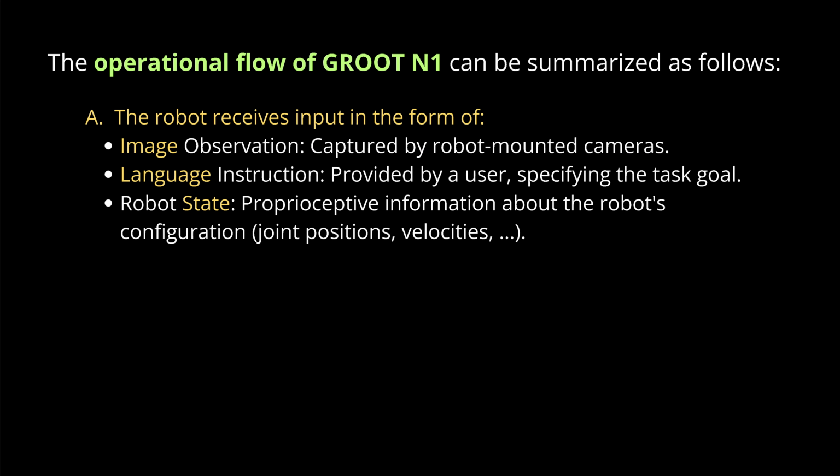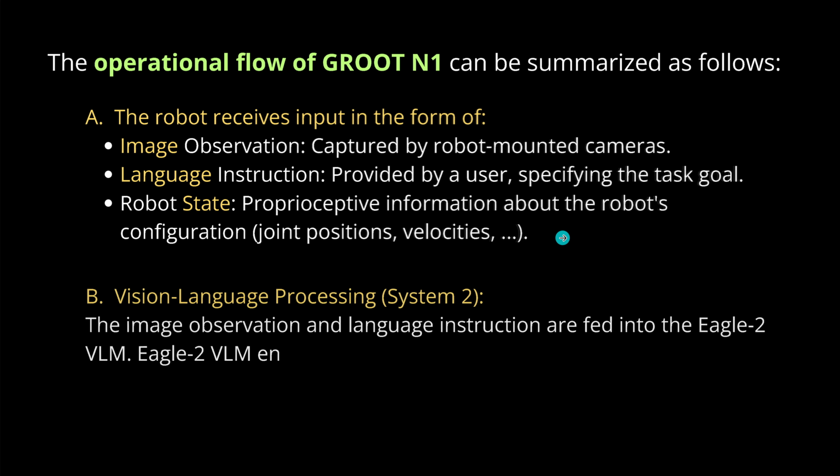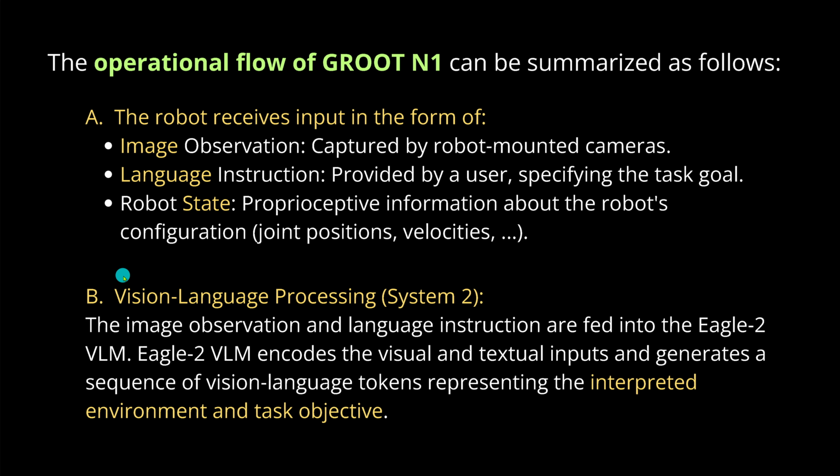Think about it. What do we start with? We have a robot, and a robot receives input from its sensors. Right? We have images. I give it maybe an instruction in a human language, let's say in English. And the robot itself is in a particular state. And then our vision language processing, system 2, kicks in.